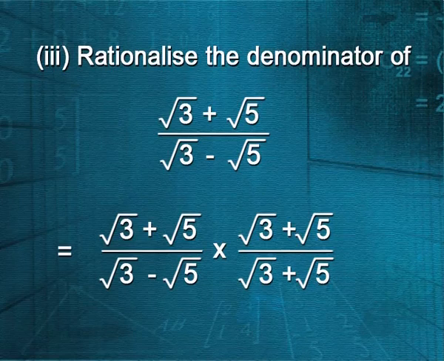Now, see, look at the denominator. Denominator is root 3 minus root 5 and root 3 plus root 5. These are conjugate. Therefore, the product will be, applying the formula, a plus b into a minus b is equal to a square minus b square. Therefore, this is equal to root 3 square minus root 5 square, which is 3 minus 5.